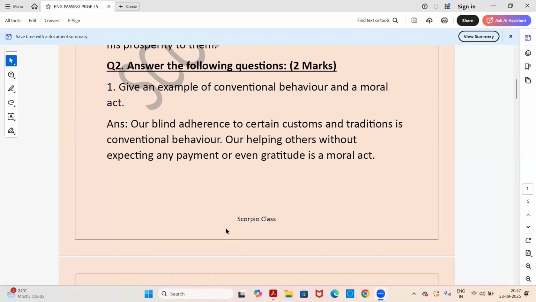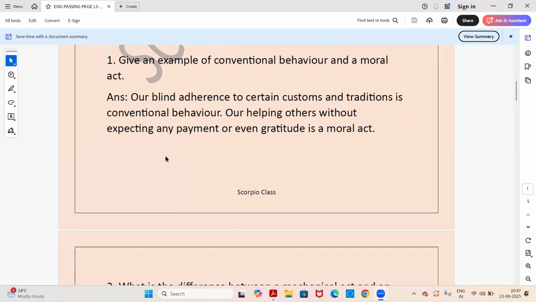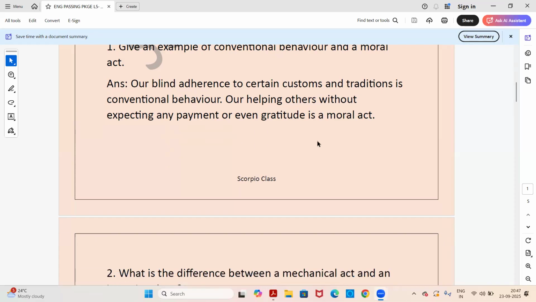So let's check the first one here. Give an example of conventional behavior and a moral act. Answer, our blind adherence to certain customs and traditions is conventional behavior. Our helping others without expecting any payment or even gratitude is a moral act.